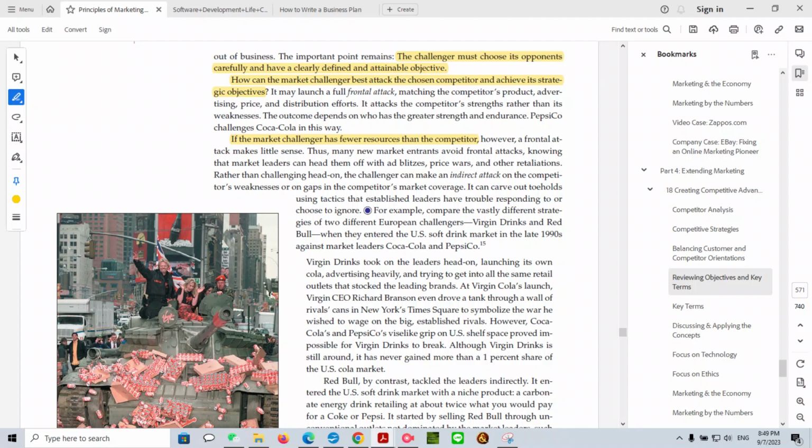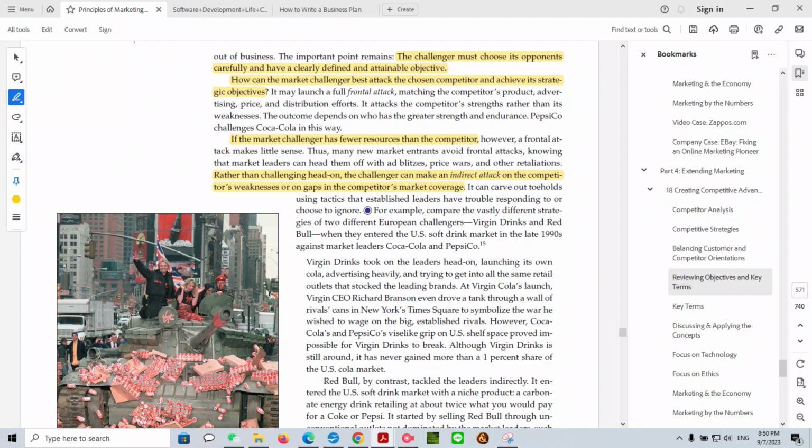Rather than challenging them head on, the challenger can make an indirect attack on the competitor's weakness, on gaps in the competitor's market coverage. They can carve out toeholds using tactics established leaders have trouble responding to or choose to ignore. For example, compare the vastly different strategies of different European challengers.